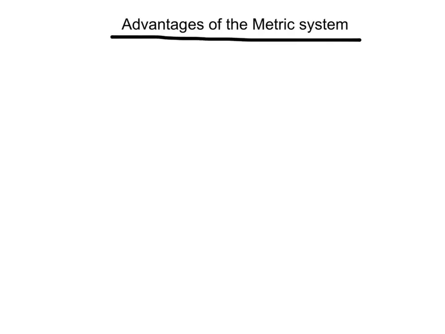The metric system is advantaged because it's based on unit 10. So every unit is either 10 times more or 10 times less. Everything is 10. If you remember that for the English system, it's not 10.